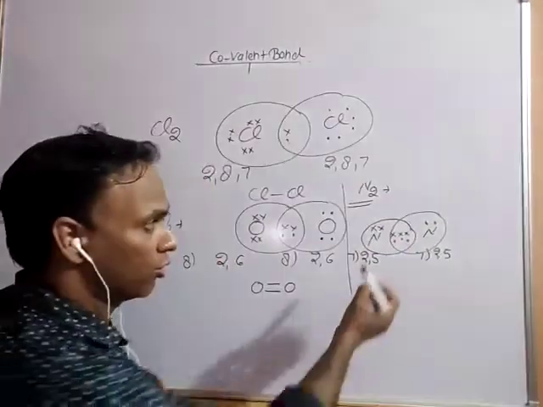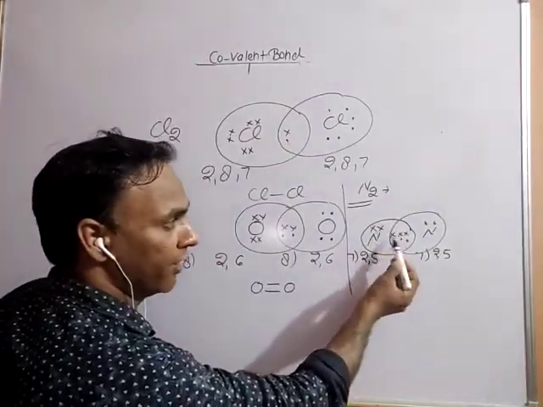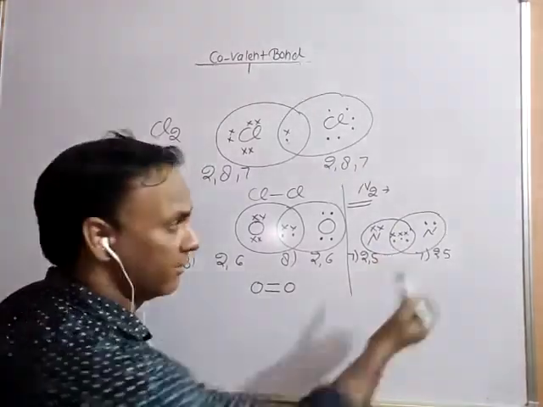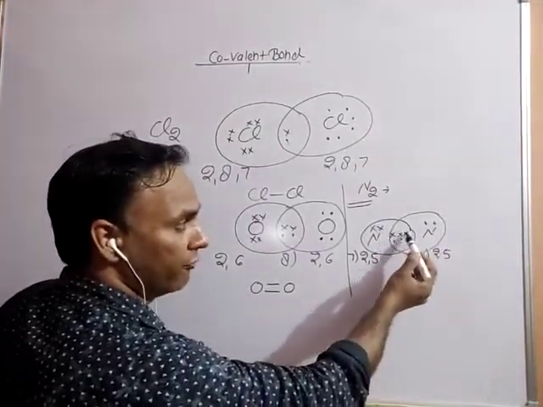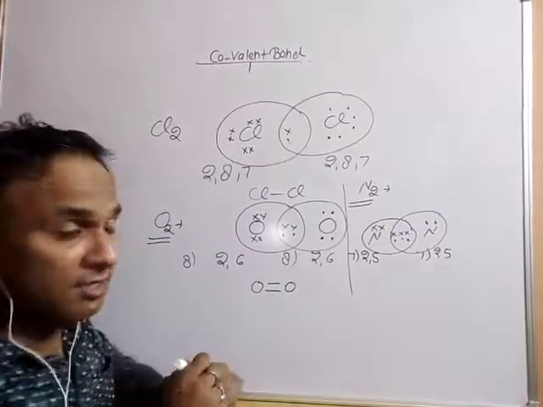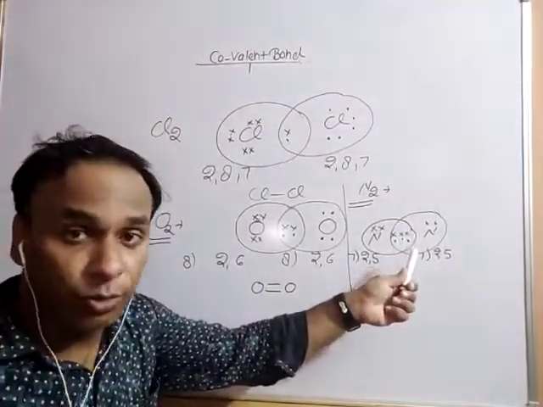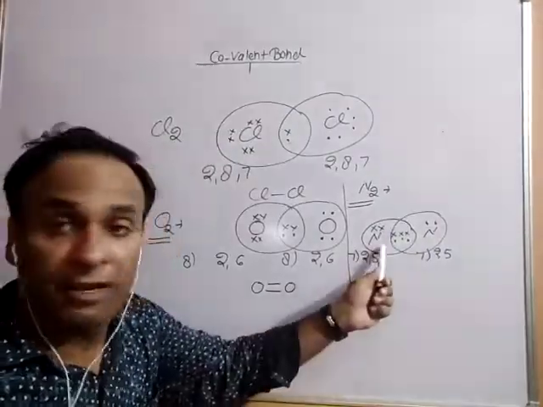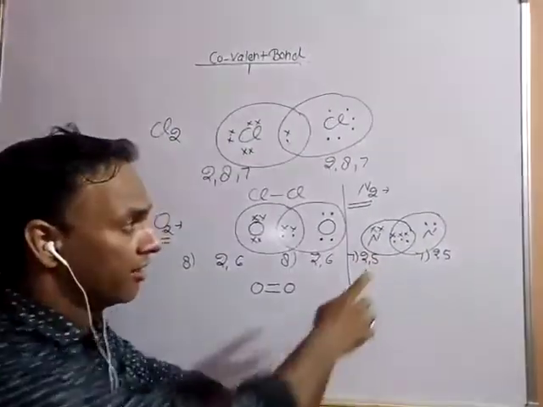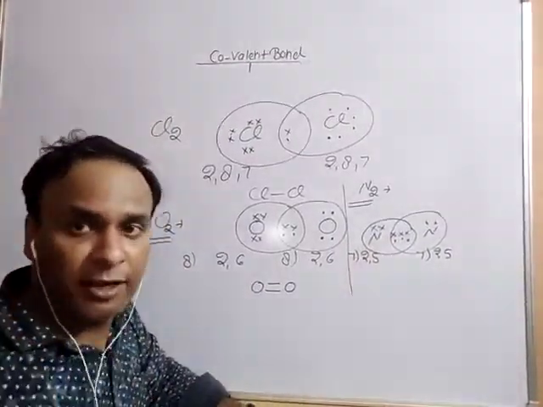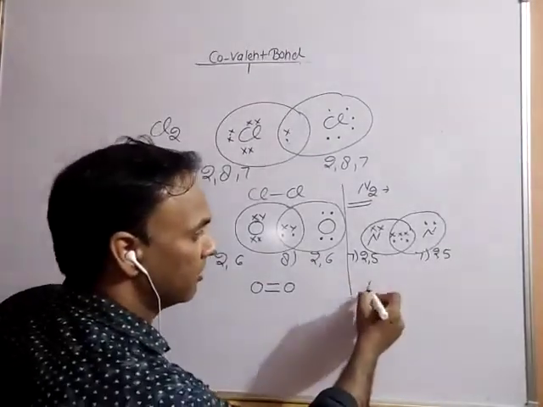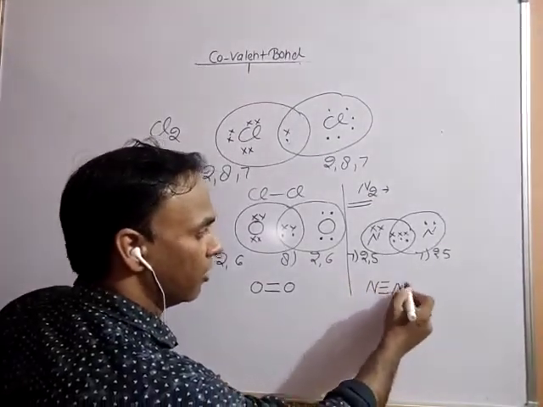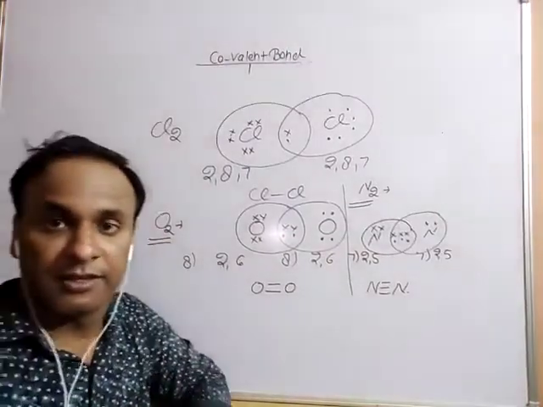Now count the electrons: 1 2 3 4 5 6 7 8. The sharing portion is included for both of the nitrogen atoms. Here the number of shared electrons is 6. When 6 electrons are shared, that forms a triple covalent bond.